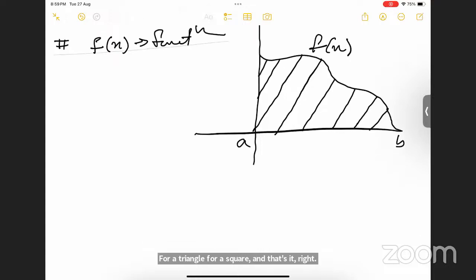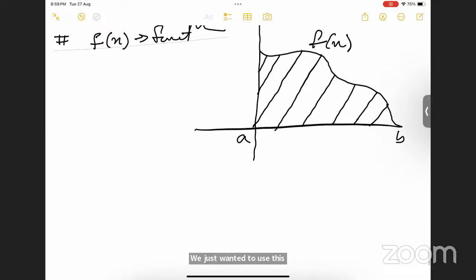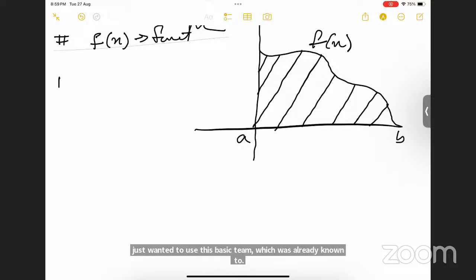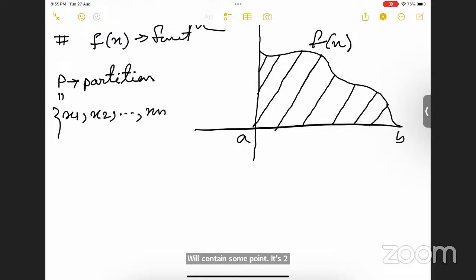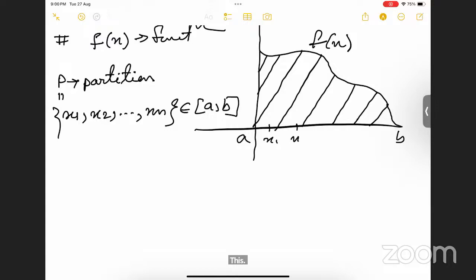So what we wanted to do was use this basic thing which was already known to all of us. So we defined a set P called a partition. This partition will contain some points x2 ... xn, which are in this closed and bounded interval [a, b]. So these were some points in this interval.